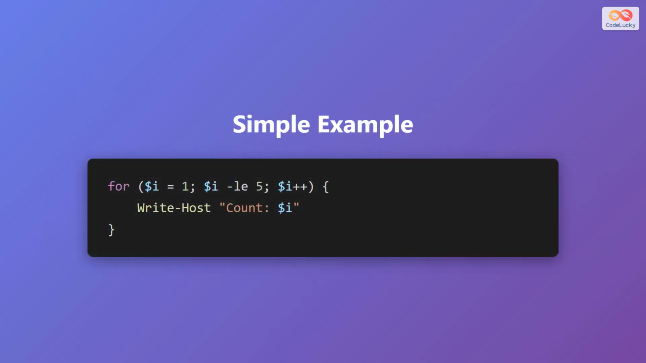Here's a practical example to demonstrate how for loops work. We initialize a variable $i to 1, set the condition to continue while $i is less than or equal to 5, and increment $i by 1 after each iteration. Inside the loop body, we use Write-Host to display the text Count, followed by the current value of $i. This loop will execute 5 times, printing Count: 1, Count: 2, Count: 3, Count: 4 and Count: 5. This pattern is extremely common when you need to perform an action a specific number of times.